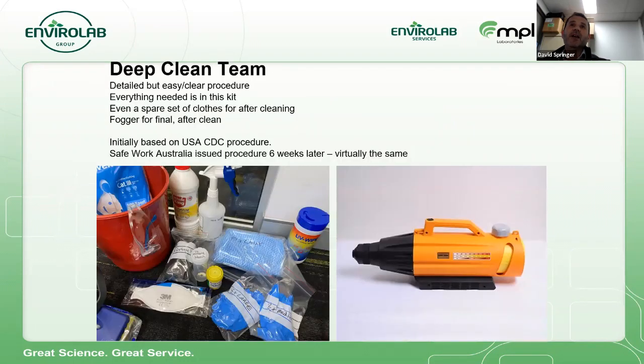Next. We also decided that if we did have a contamination scare here, we would do our own cleaning. So we formed a deep clean team. Now this deep clean team, we wrote a procedure, and that's pretty much a kit of what is in there. A very, very clear procedure of exactly what to do, right down to the people on that team having a spare set of clothes at work, so that if something happened, they could change into those.